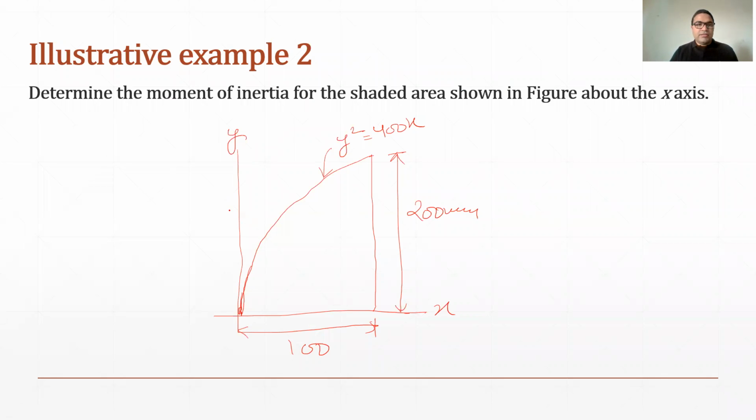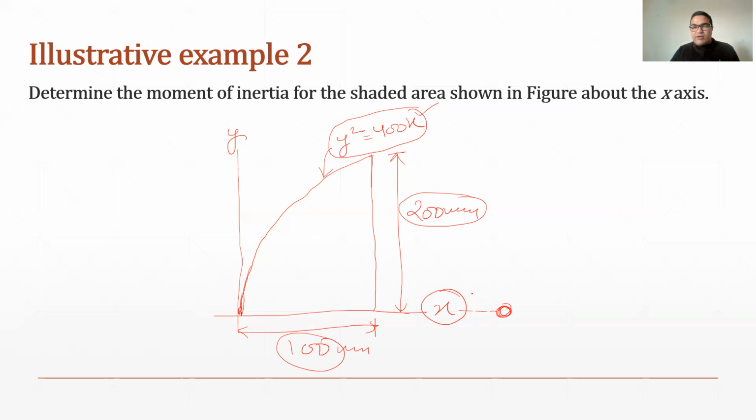Hello, welcome back. This is the second example in which we have to find out moment of inertia about x-axis. So basically, this is the area, and it is having a curve, and the equation of the curve in terms of y of f(x) is given here. Y square is equal to 400x is the equation of this curve, and this dimension is 200 mm and this dimension is 100 mm. We have to find out moment of inertia of this area about x-axis, which means this axis we will consider as 0 0. So this is our 0 0 axis.